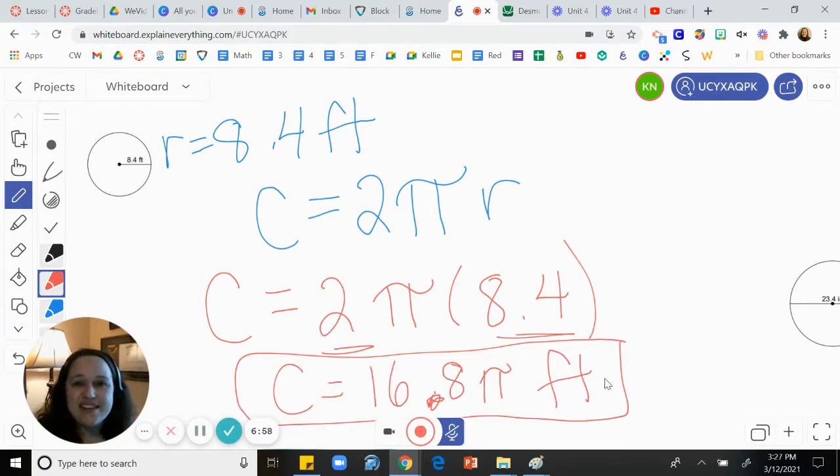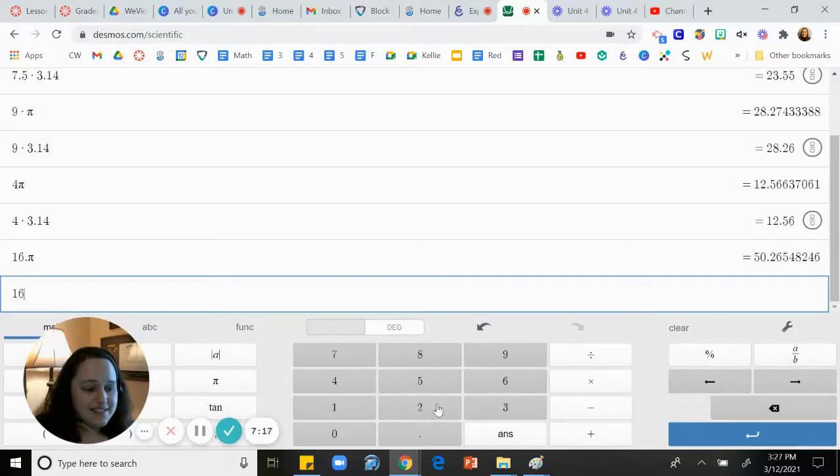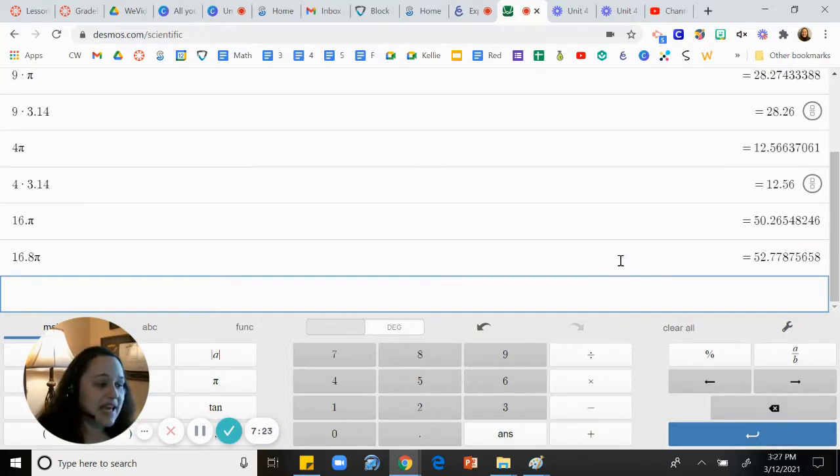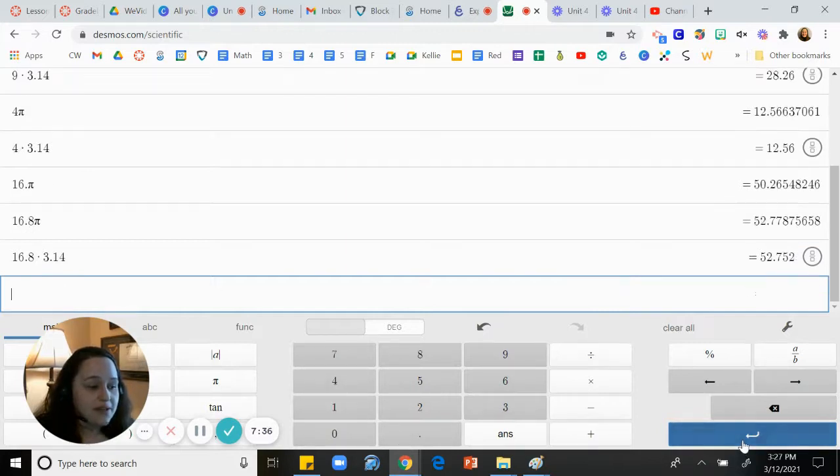It's your turn. Try this on your calculator using pi, the button, and 3.14. Try it first with pi. 16.8 pi equals 52.77875658, but we'll round that to 52.78. If I take 16.8 times 3.14, I'm rounding a little earlier, and that gives me a rounded answer of 52.75.